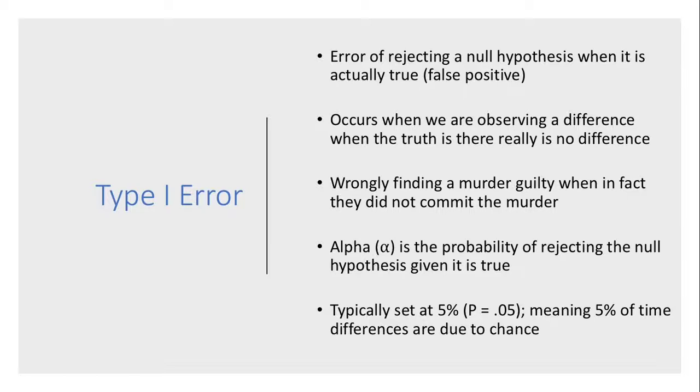When we're thinking of type 1 errors, a term that's commonly referred to is the alpha. You can see the Greek symbol I've listed there, which is the probability of rejecting the null hypothesis, given it is true. And typically we set that at a probability of 5% or 0.05, meaning 5% of the time we're willing to identify differences that are really, in fact, due to chance.